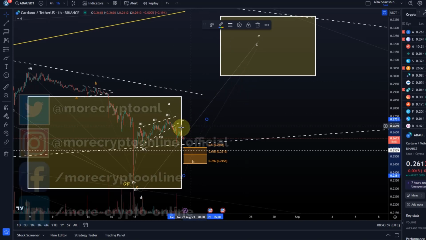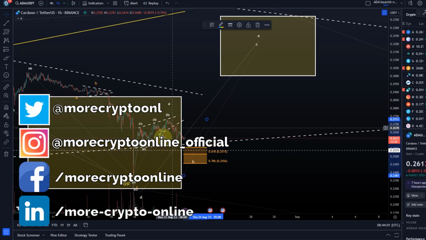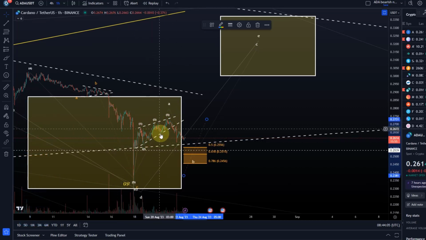So ADA, a few days ago, broke to the downside of this ascending wedge. We've been waiting for that. We highlighted here on this chart an ascending wedge, basically a leading diagonal pattern in 5 waves. We could count 5 waves.